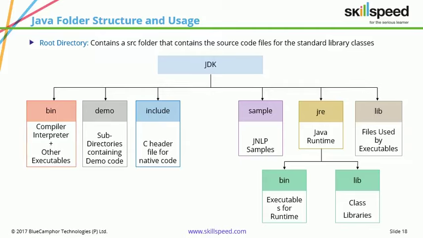The Java runtime environment JRE folder contains a bin folder and a lib folder. In the bin folder, again we will have some executables which are required for the runtime. In the lib folder, we have some class libraries which are required for the execution. In the lib folder directly under the JDK, we have files that are used by the executables.